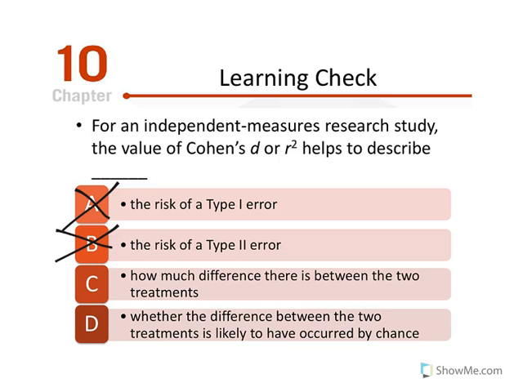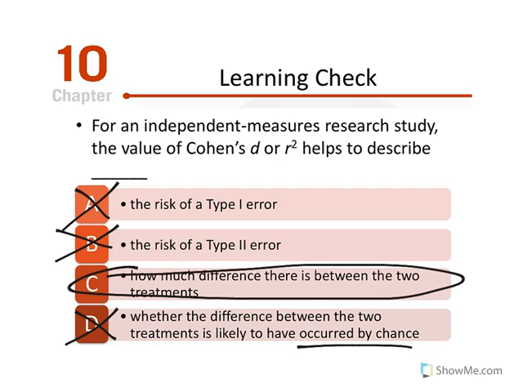Let's consider the next one. It helps describe how much difference there is between the two treatments. Well, perhaps. Let's read the next one. Whether the difference between the two treatments is likely to have occurred by chance. Well, that's not for us to be able to determine, so this would be incorrect, and this one is the logical answer. The measures of effect tell us or describe how much difference there is between the two treatments.